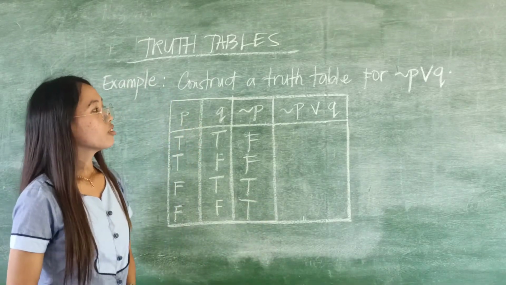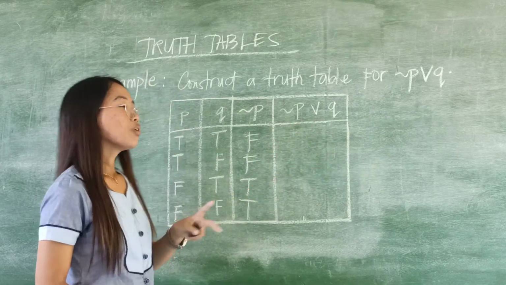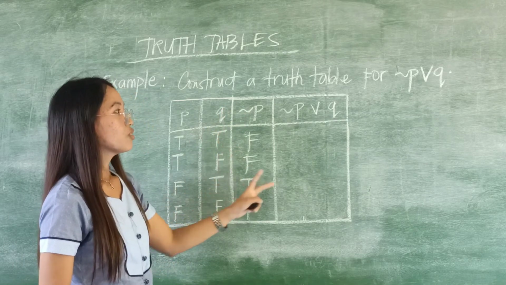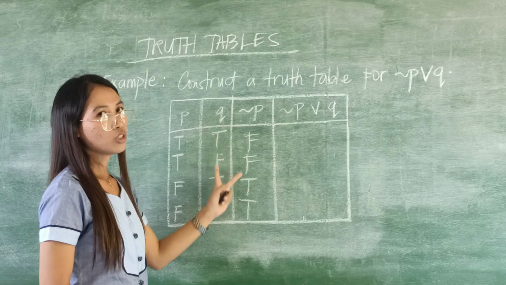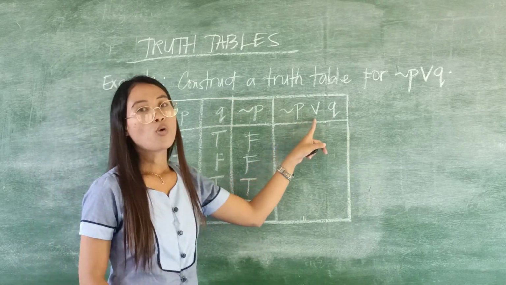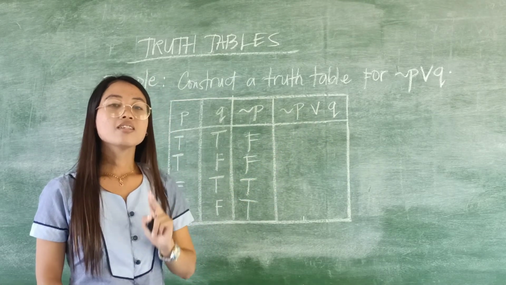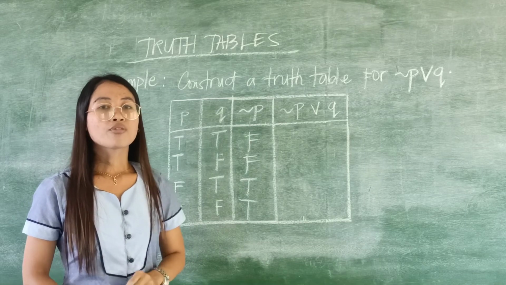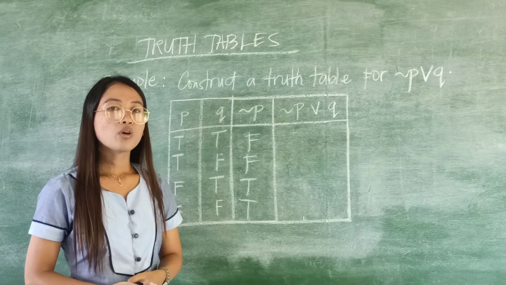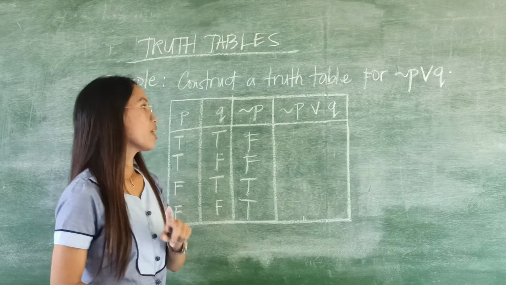Now, let's move on to the second column. We have negation P or Q. Since we already have the values for Q and negation P, the values here will be based on these two columns. But remember, we are using OR. The rule for a disjunction is that at least one of the statements must be true for the entire statement to be true. Thus, a disjunction will only be false if both propositions are false.